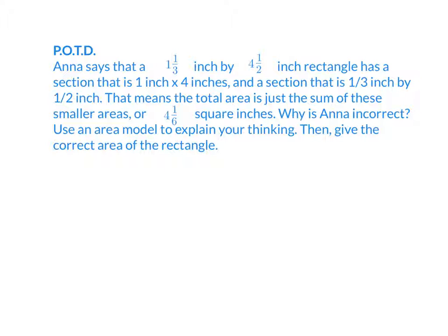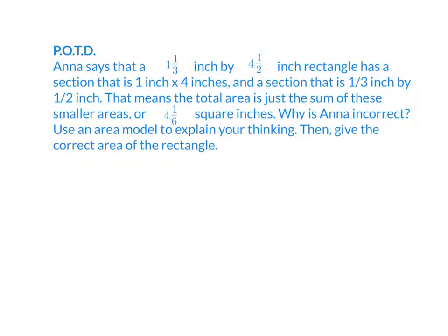Today's problem of the day is really interesting. It really tests your understanding of how well you understand the area model. So let's take a look. Anna says that a 1 1/3 inch by 4 1/2 inch rectangle has one section that is 1 inch by 4 inches, and then a section that is 1/3 inch by 1/2 inch. That means that the total area is just the sum of these smaller areas, or 4 1/6 square inches. Is she correct, by the way?